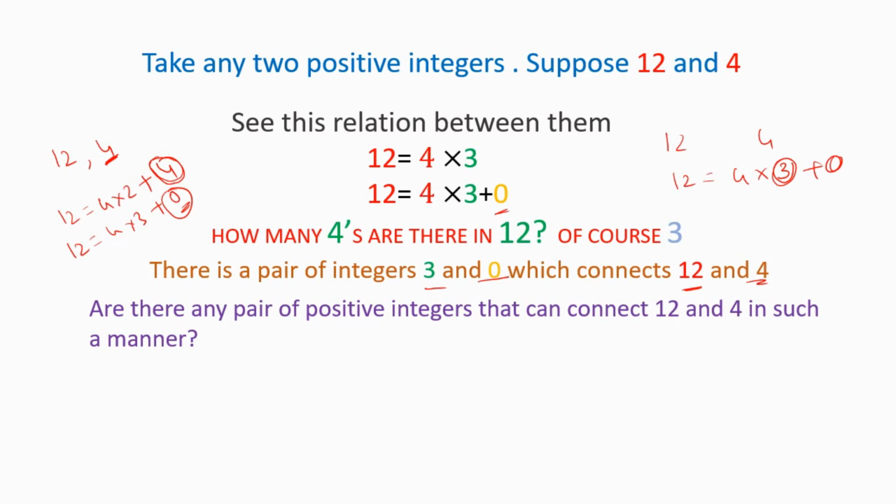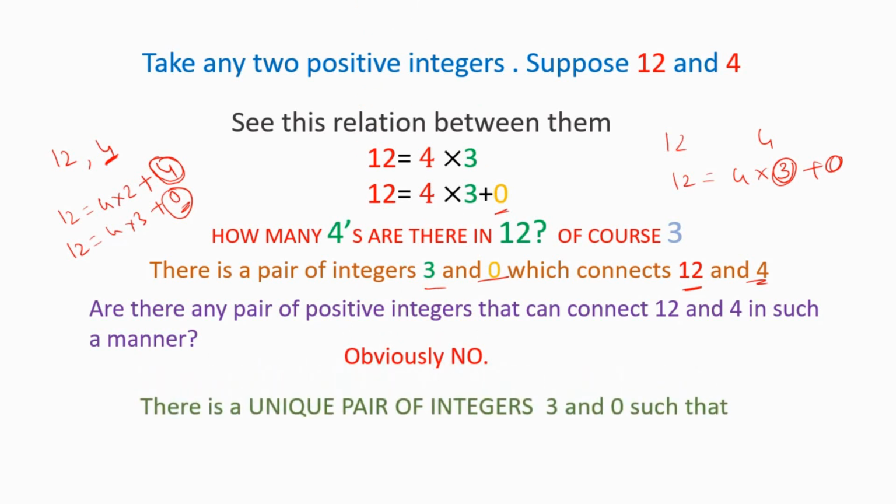Okay, I don't want to confuse you more. Let me take one more example. So there are no such other integers that can connect 12 and 4 in this manner. That means there is a unique pair of integers 3 and 0 such that 12 is equal to 4 into 3 plus 0. The thing that remained must be less than the smaller number here, 4. So that's why this 0, either nothing should be left or it must be less than this 4.